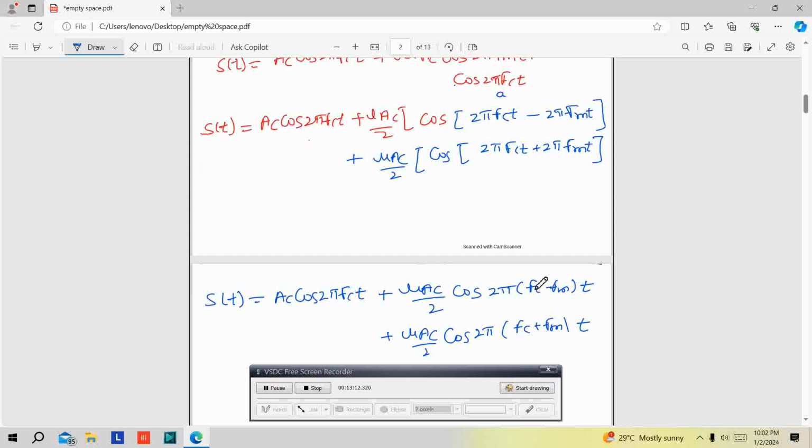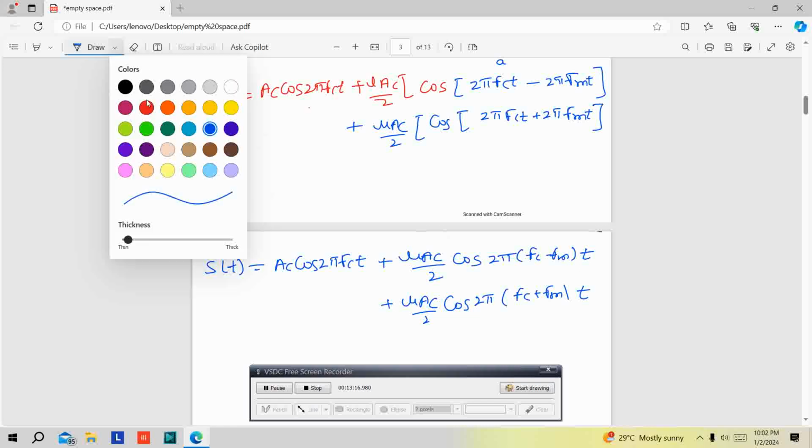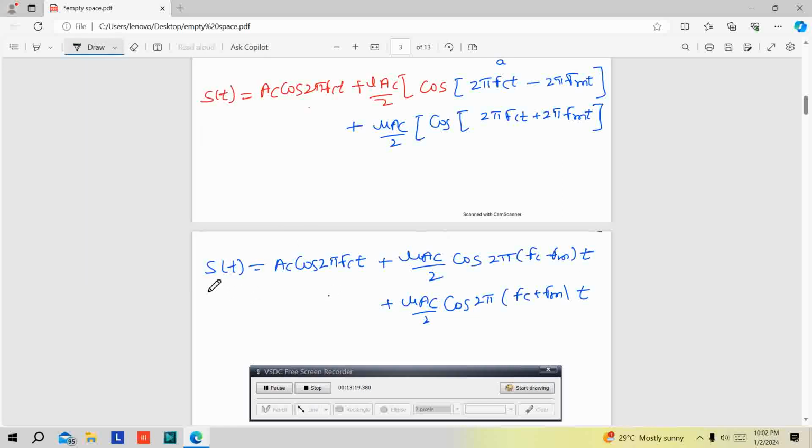Now observe very carefully, this is the time domain representation of the AM wave. It consists of mainly three frequency components. One is the carrier itself, then fc minus fm is the lower sideband, and fc plus fm is the upper sideband, correct? So upper sideband, lower sideband, and carrier frequency. So this is the time domain representation of the AM wave.